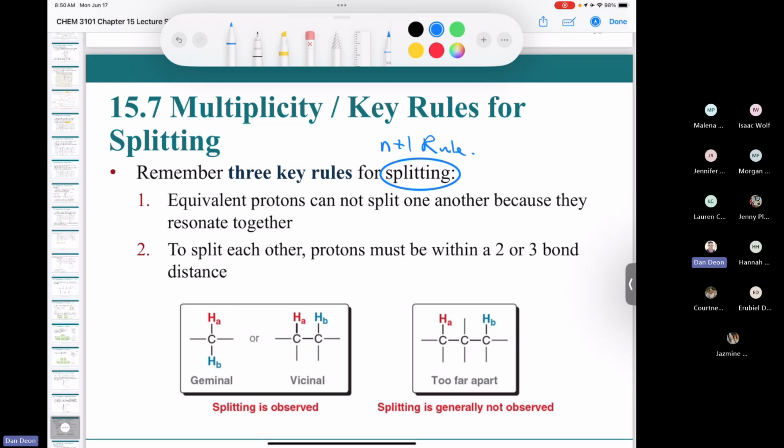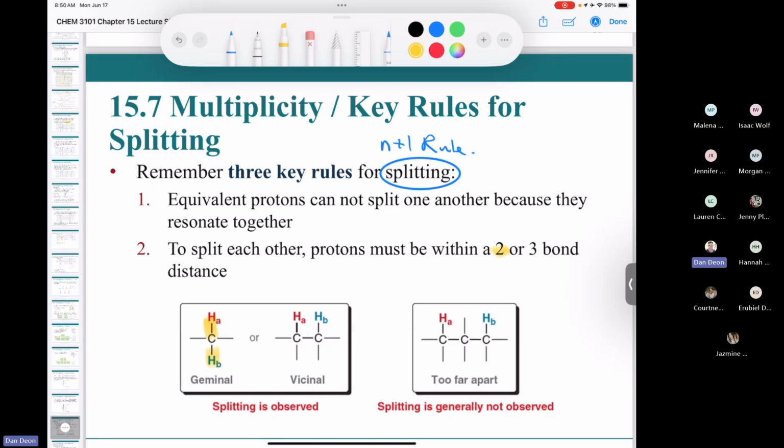The next one is what constitutes a neighbor. There's two possibilities for neighbors. You can either be 2 bonds away, that constitutes a neighbor, or you can be 3 bonds away. That constitutes a neighbor. Once you get to 4 bonds away and more, so 1, 2, 3, 4, that doesn't count, okay? It's too far apart for splitting to be observed. There is such a thing as long-range coupling, but it's something that we don't even touch on in this class, so don't worry about it one little bit, okay? It doesn't come up at all in this class.